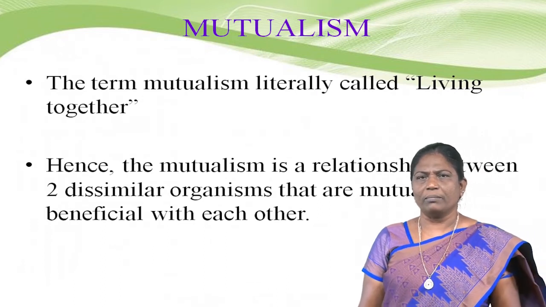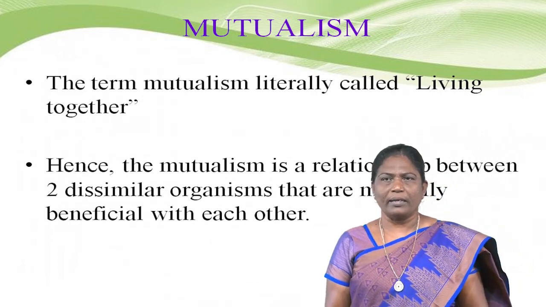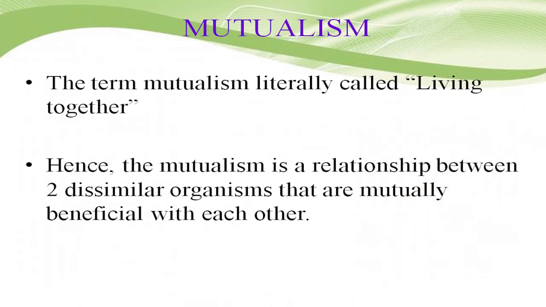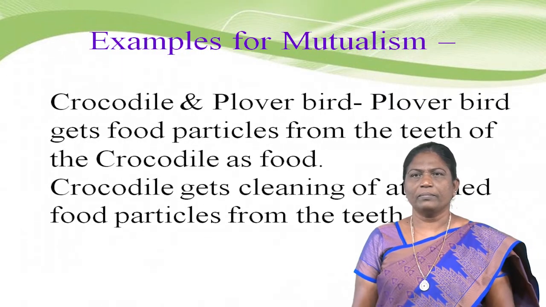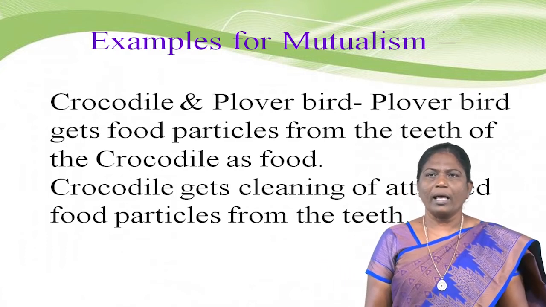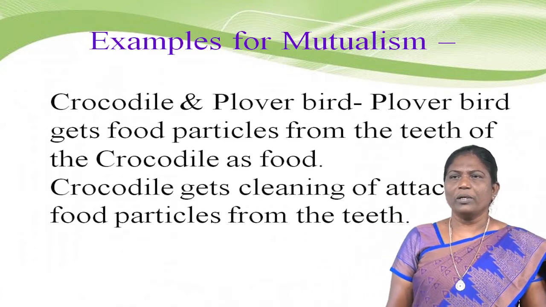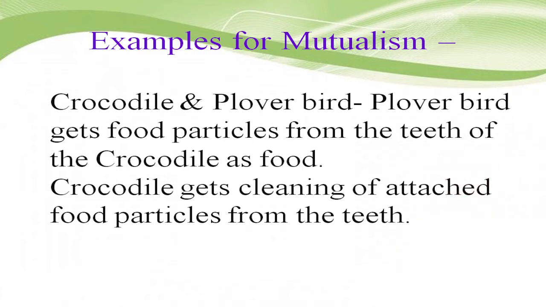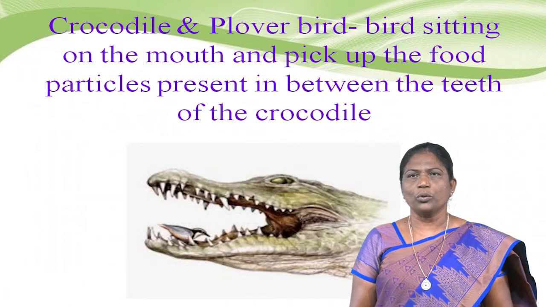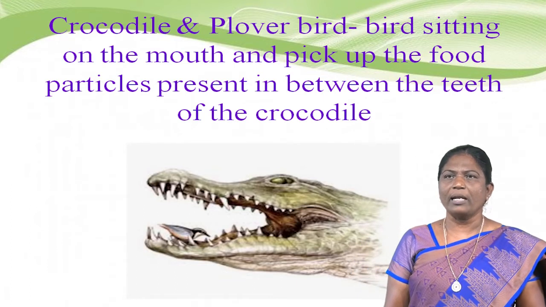The term mutualism literally means living together. Hence, mutualism is a relationship between two dissimilar organisms that are mutually beneficial to each other. Examples for mutualism are the crocodile and the flower bird. The flower bird gets food particles from the teeth of the crocodile as food. The crocodile gets cleaning of attached food particles from its teeth. This diagram shows the relationship between the crocodile and the flower bird.